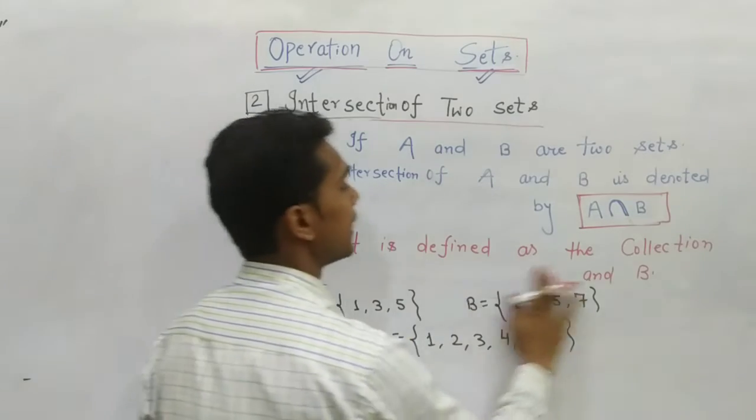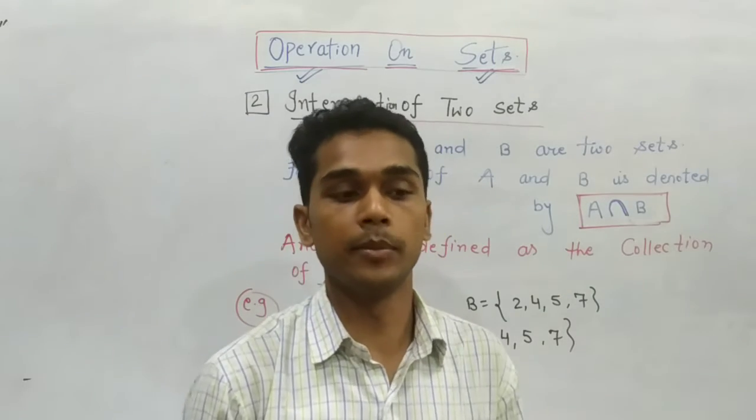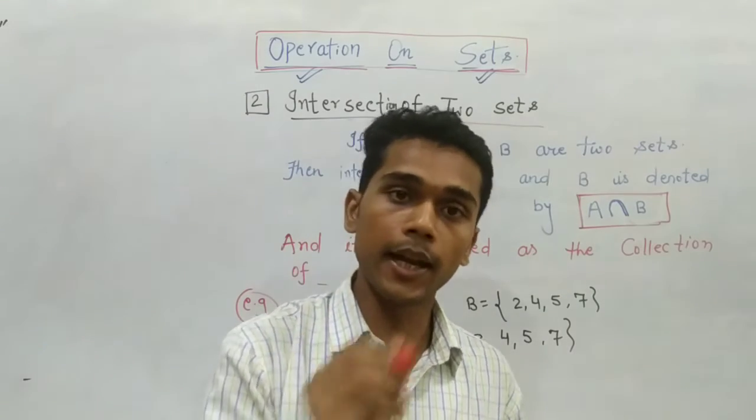It is written A intersection B, and it is defined as the collection of common elements of A and B. Intersection is defined as the collection of common elements in A and B, those elements which are present in both A and B.